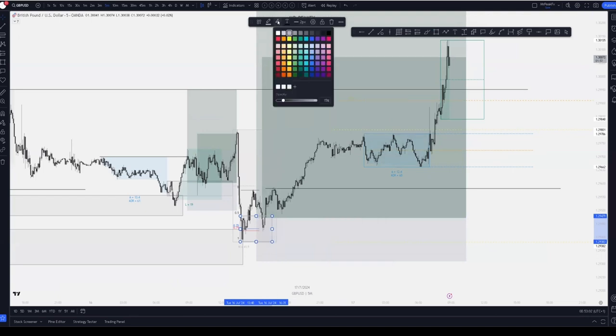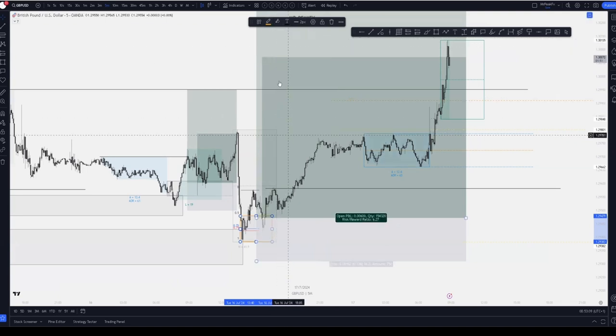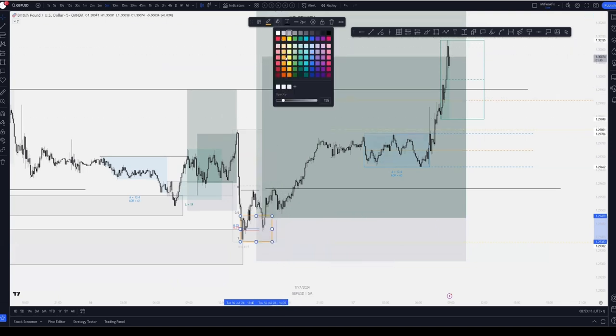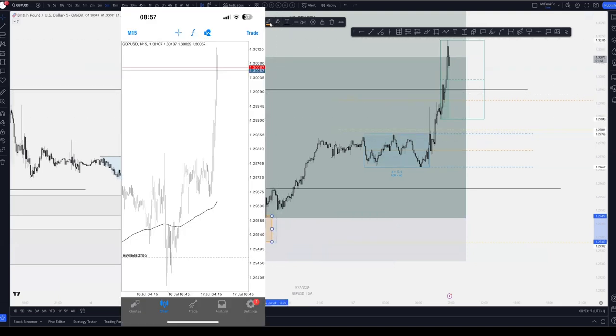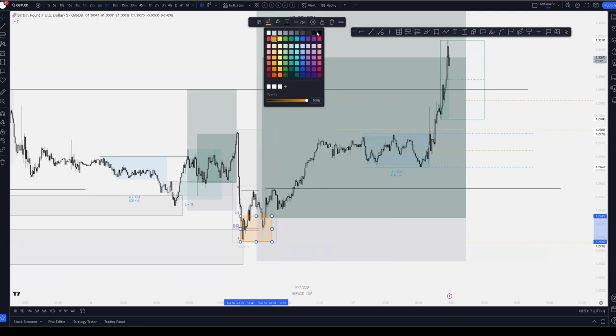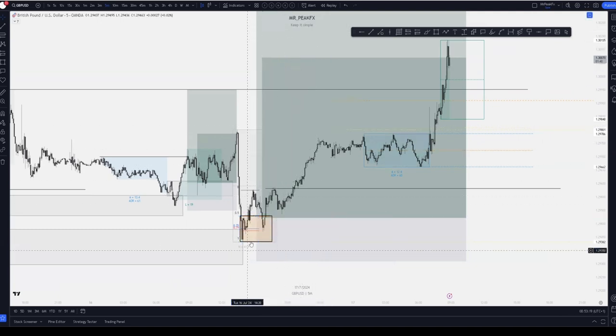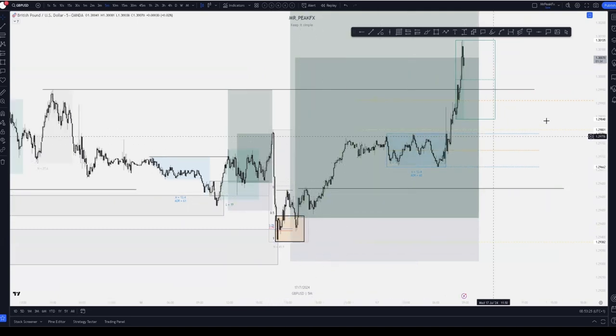You don't have to be precise, but just try to be accurate. All right. So I was able to take the trade from this area right here, and you can see my entry right there on the screen, and price is currently still buying.